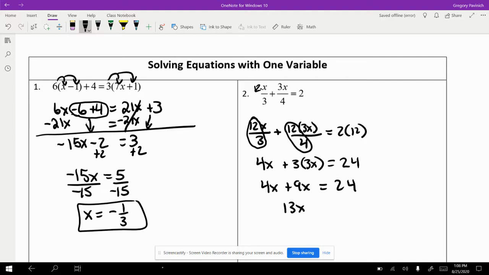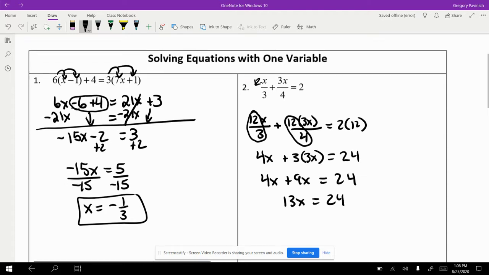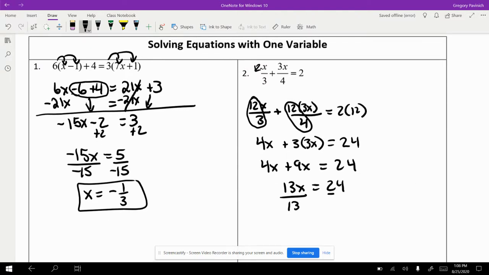I get 13x equals 24. And I'm going to divide by 13. And I get x equals 24/13.